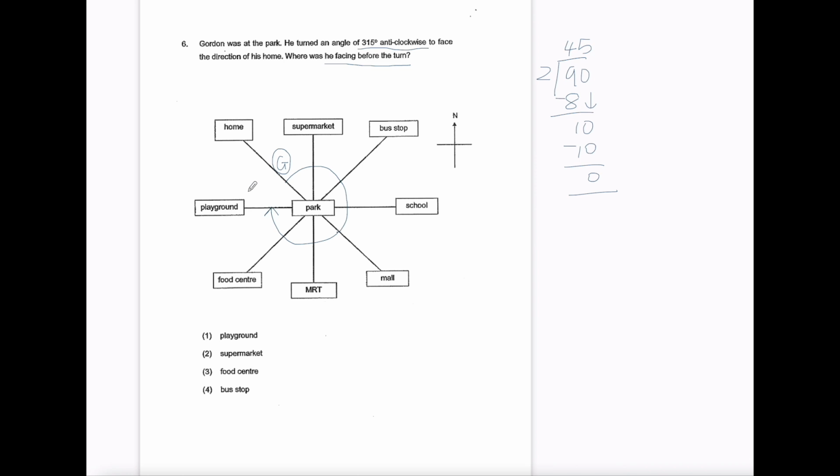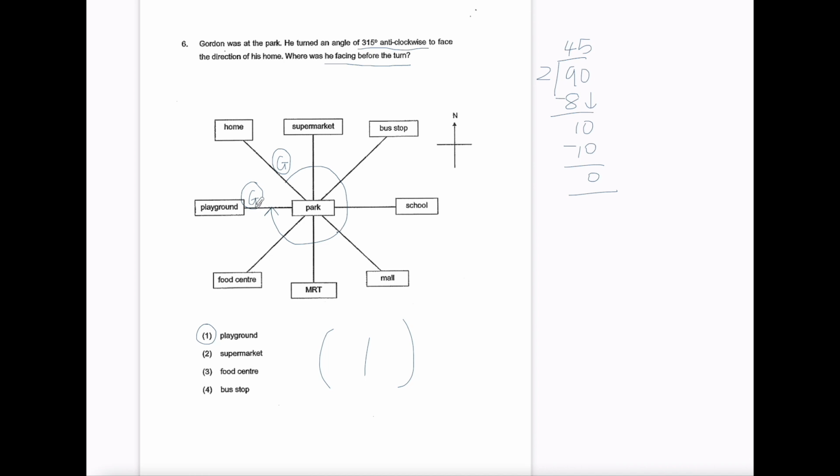Okay, so this was where Gordon was at. He was at the playground. If you want to check the answer, we can come here. We start here, and then we move 315 degrees anti-clockwise. This is anti-clockwise because our clock moved this way, so this is clockwise, this is anti-clockwise.